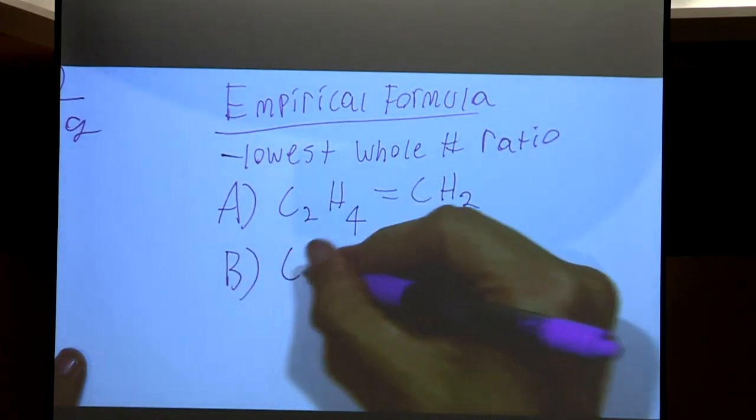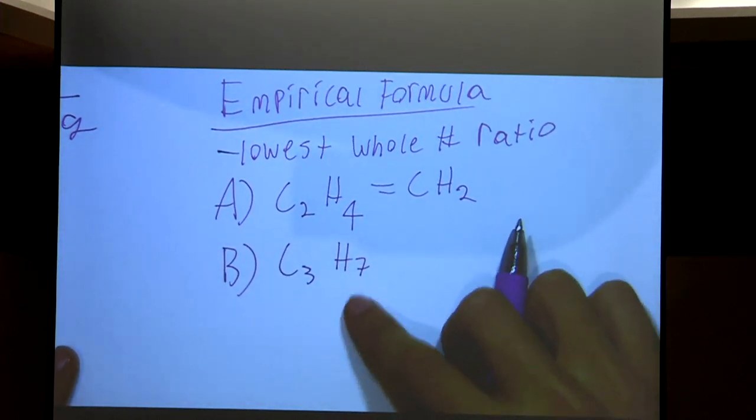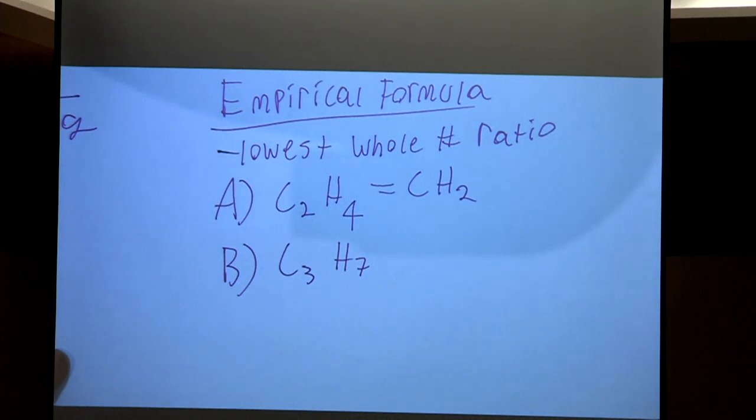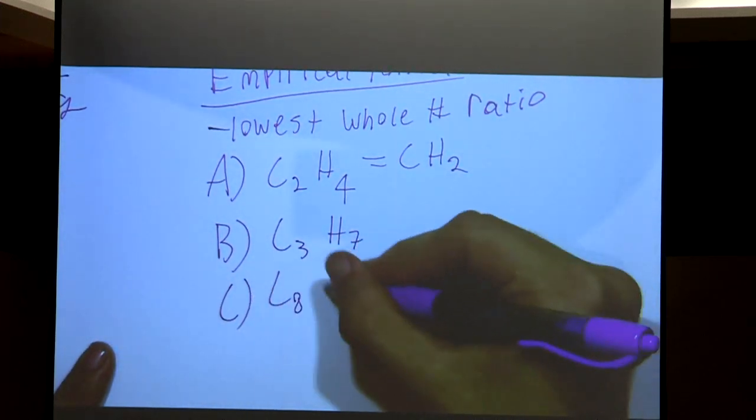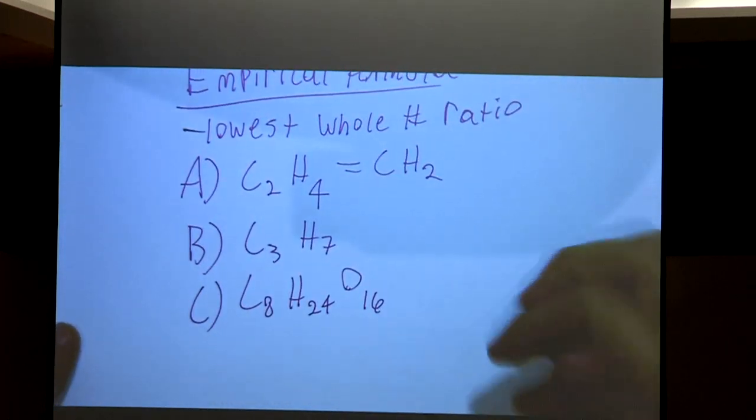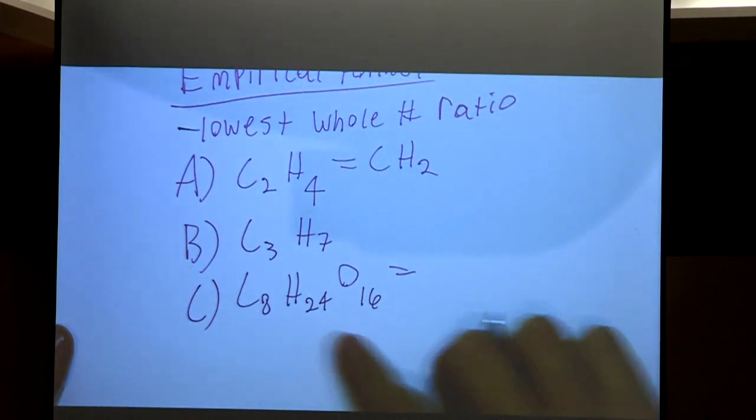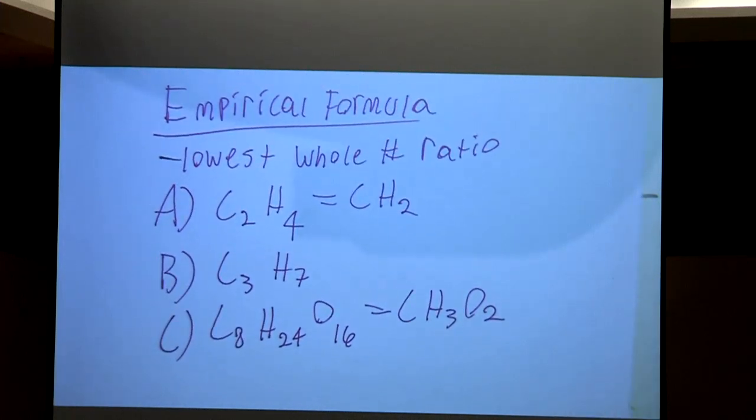For B, I've got C3H7. And there's no common factor there between the 3 and the 7, so the empirical formula is just as is. For part C, I've got C8H24O16, so I can divide all of these by 8, and that's going to give me CH3O2. Okay, any questions on empirical formula? All right.